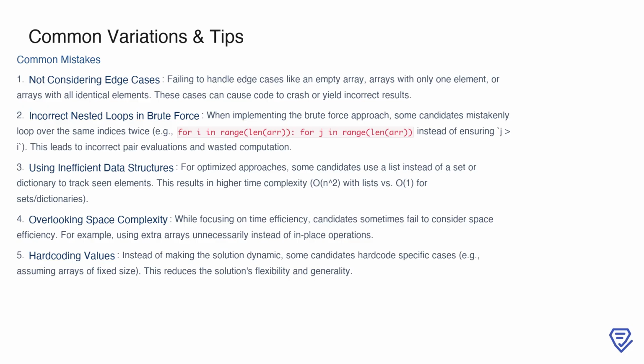When tackling this problem, it's important to watch out for a few common mistakes. First, not considering edge cases like an empty array, arrays with only one element, or arrays where all elements are identical. Overlooking these scenarios can lead to errors or crashes in your code. Another frequent issue arises in brute force implementations, where candidates might mistakenly loop over the same indices twice instead of ensuring that pairs are evaluated correctly. This wastes computation and leads to incorrect results.